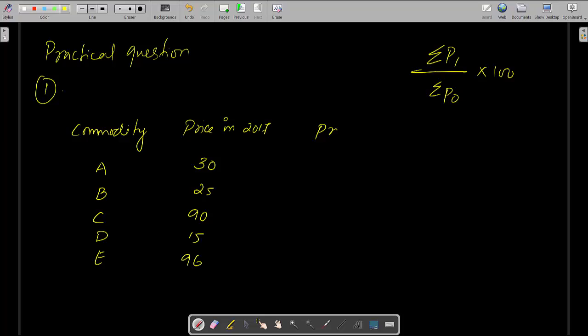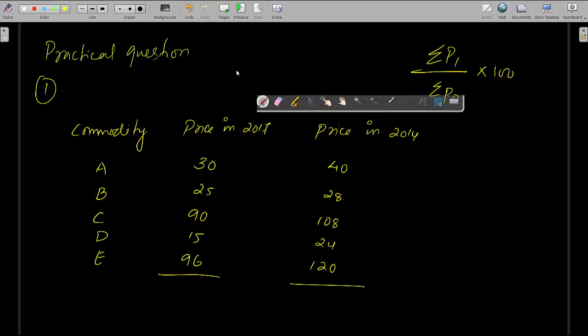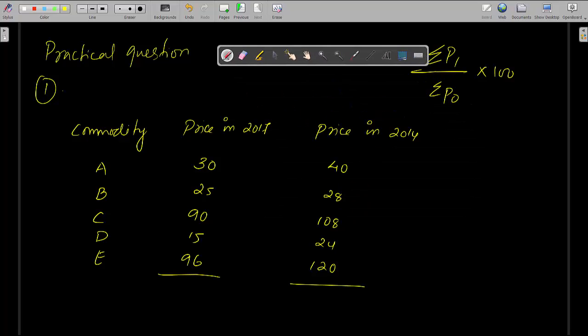And price in 2014, it's given 40. Next is 28. After that is 108. It's 24 next. And for commodity E, it is 120. So whenever we're talking about the sigma, that means we have to add up all this. Right? Okay, so you have to add up all this and find.